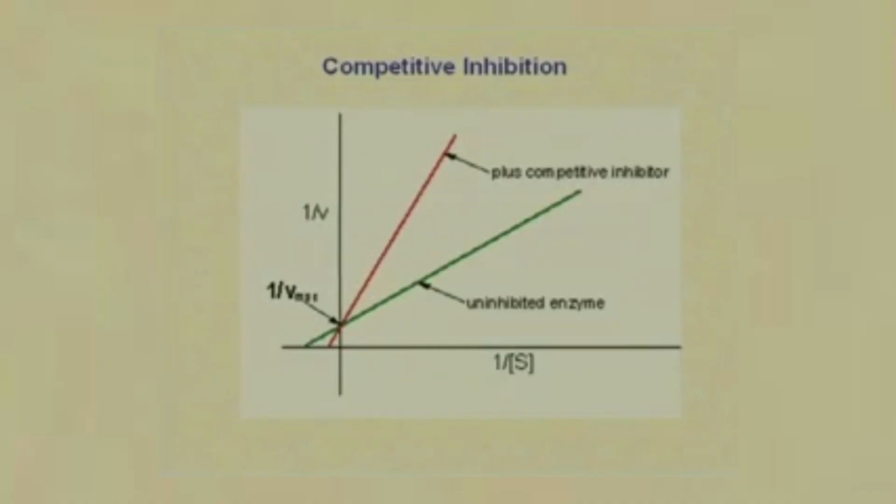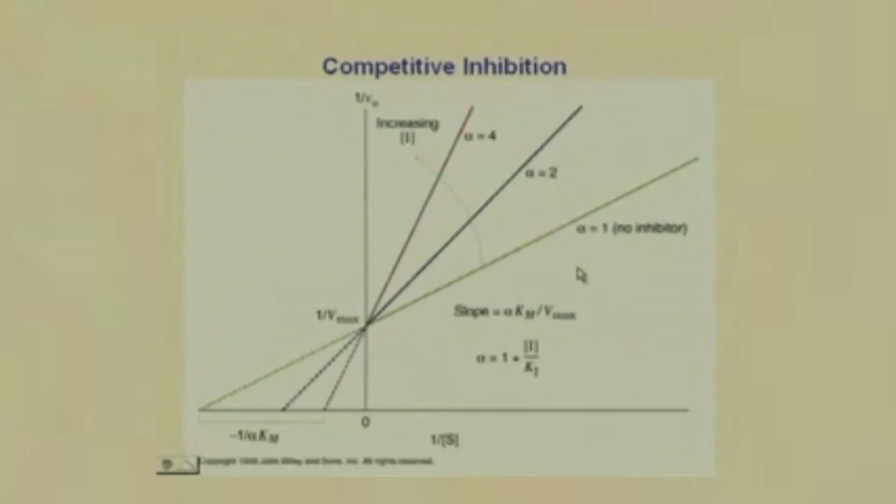So let's get back here. That's exactly what we have. So we have the uninhibited enzyme plus the competitive inhibitor. This is 1 by Vmax, and we know what these two values are now. What are they? They are the Michaelis constants for the different sets of reactions that we have. So that is competitive inhibition.